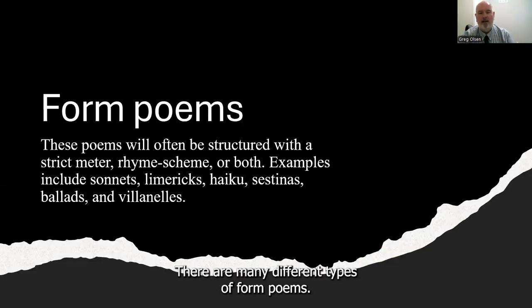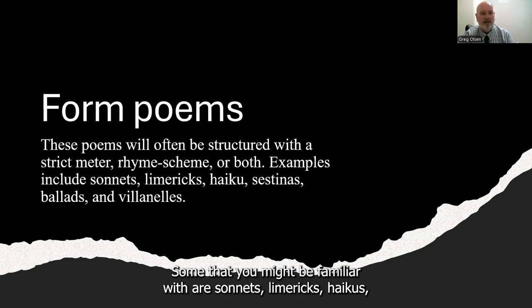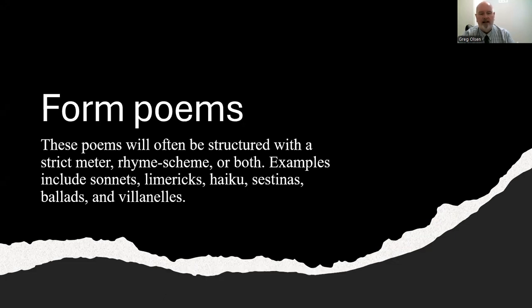There are many different types of form poems. Some that you might be familiar with are sonnets, limericks, haikus, and others might be more obscure to you, like sestinas, ballads, and villanelles. So we're going to look at three specifically: the sonnet, the villanelle, and the sestina.